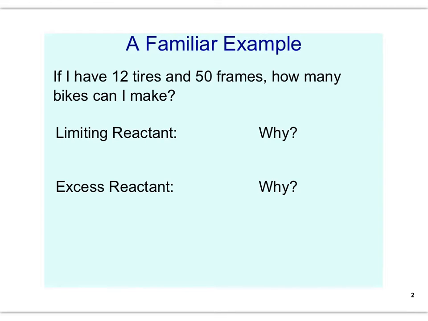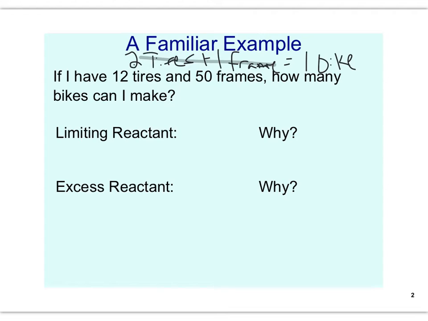So here's a familiar example to help explain what this limiting and excess reactant means. Again, I'm going to try and just write this out as a chemistry problem to show what I mean. So here, we could say 2 tires plus 1 frame is equal to 1 bike. We'd have our reactants over on this side, and then we would have our product on the other side.